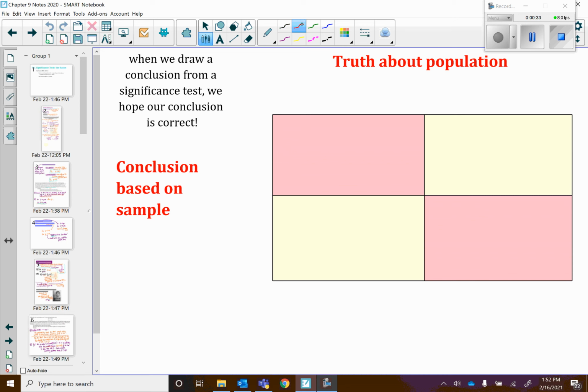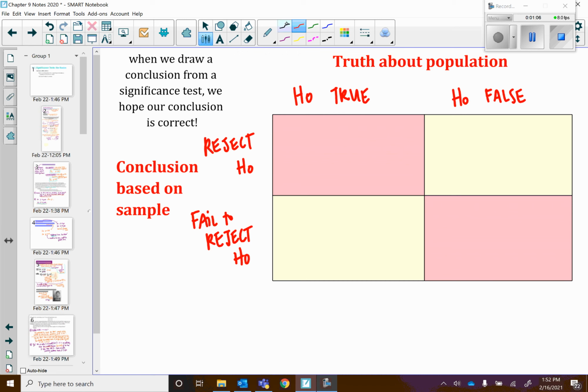So there's two options for what could be true about the population. Either the null hypothesis is actually true or the null hypothesis is false, right? Those are the only options. Either Mr. Alinsky actually is an 80% free throw shooter or he is not. And the conclusions we can make would be to either reject the null hypothesis or fail to reject the null hypothesis.